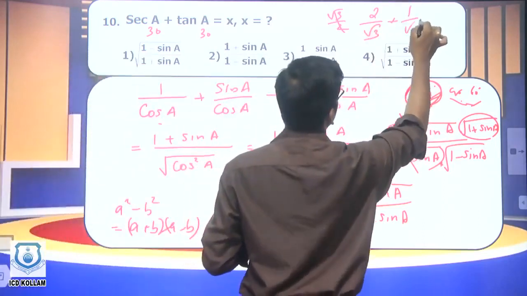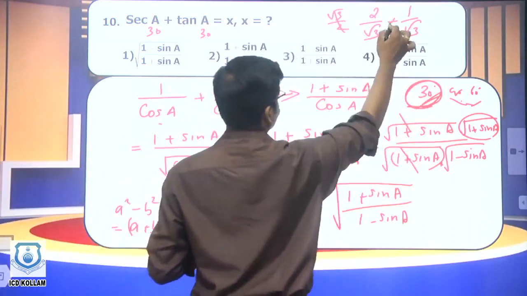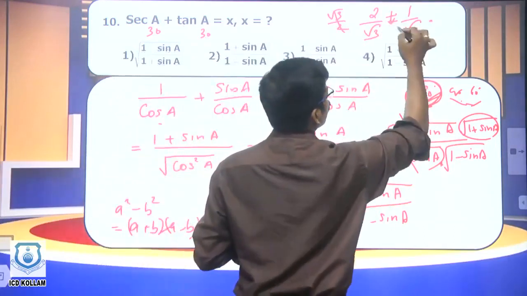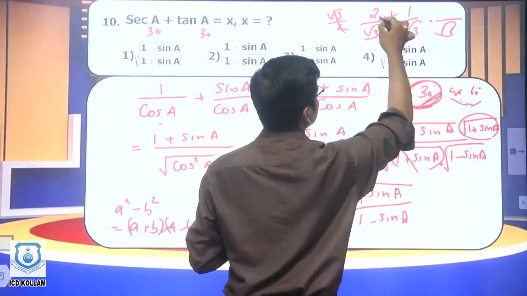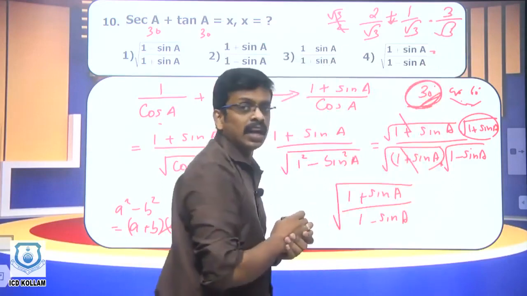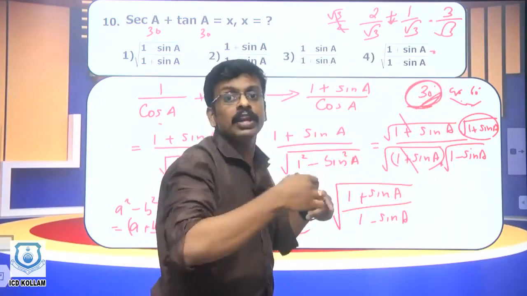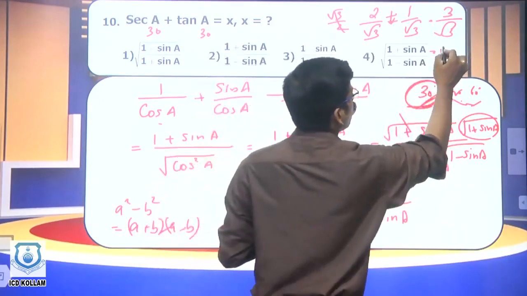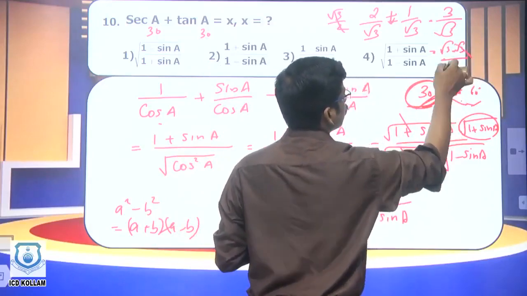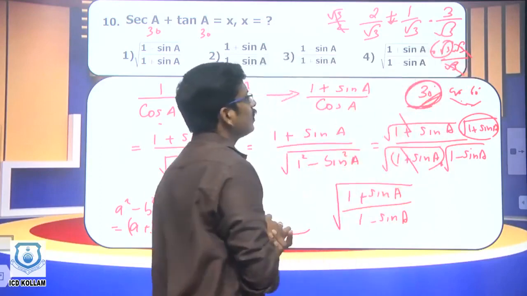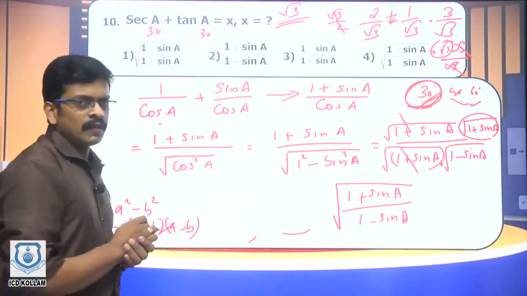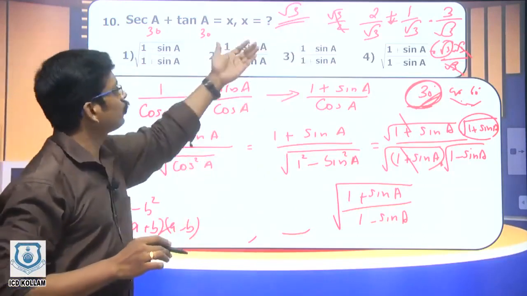You need to add these two numbers. Not multiplication, it is addition. So we can simply say root 3 in the denominator and 3 in the numerator. On simplifying, 3 is root 3 into root 3, so we can say root 3 into root 3 by root 3. One root 3 cancels, so the remaining answer is root 3. So this value is root 3. Which of our options leads to the same root 3? That's our question.